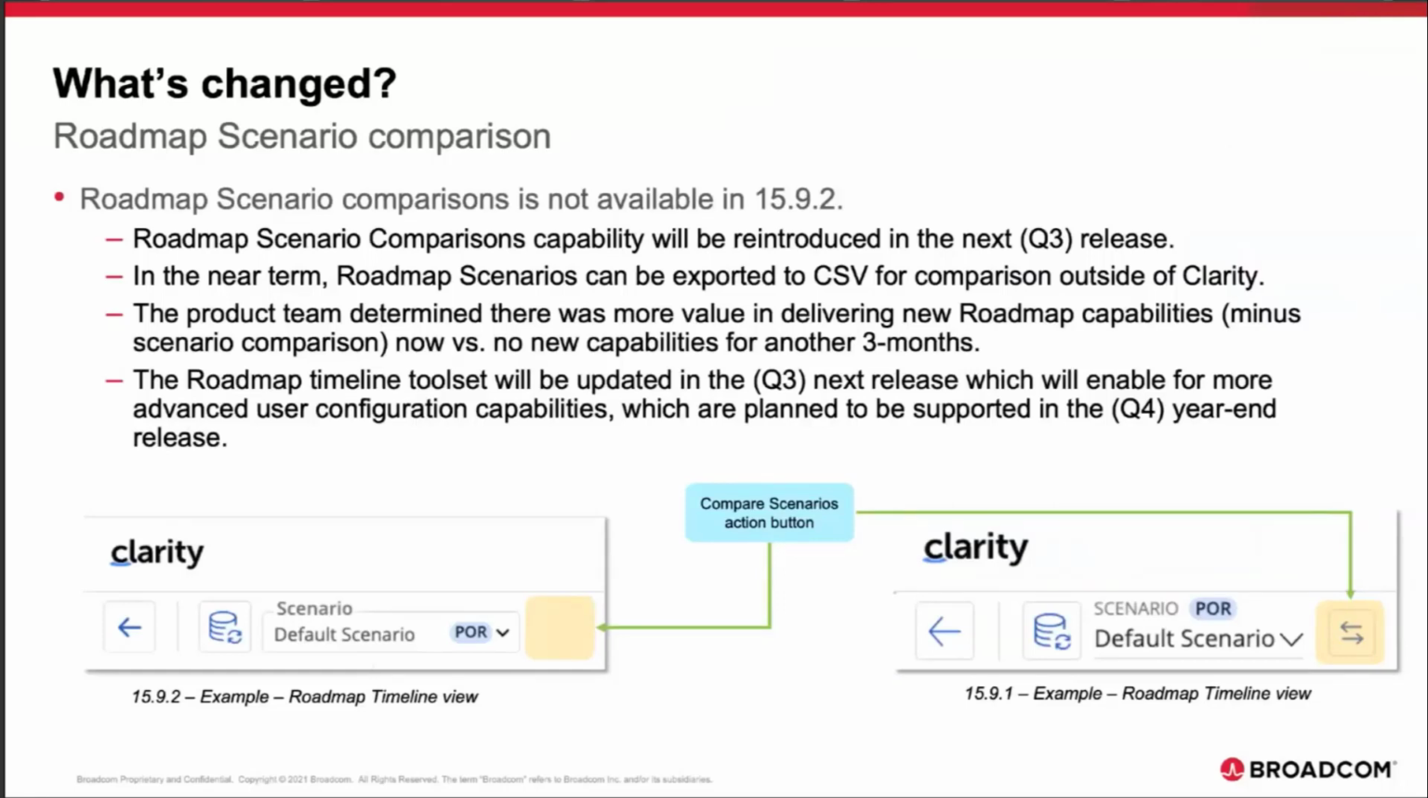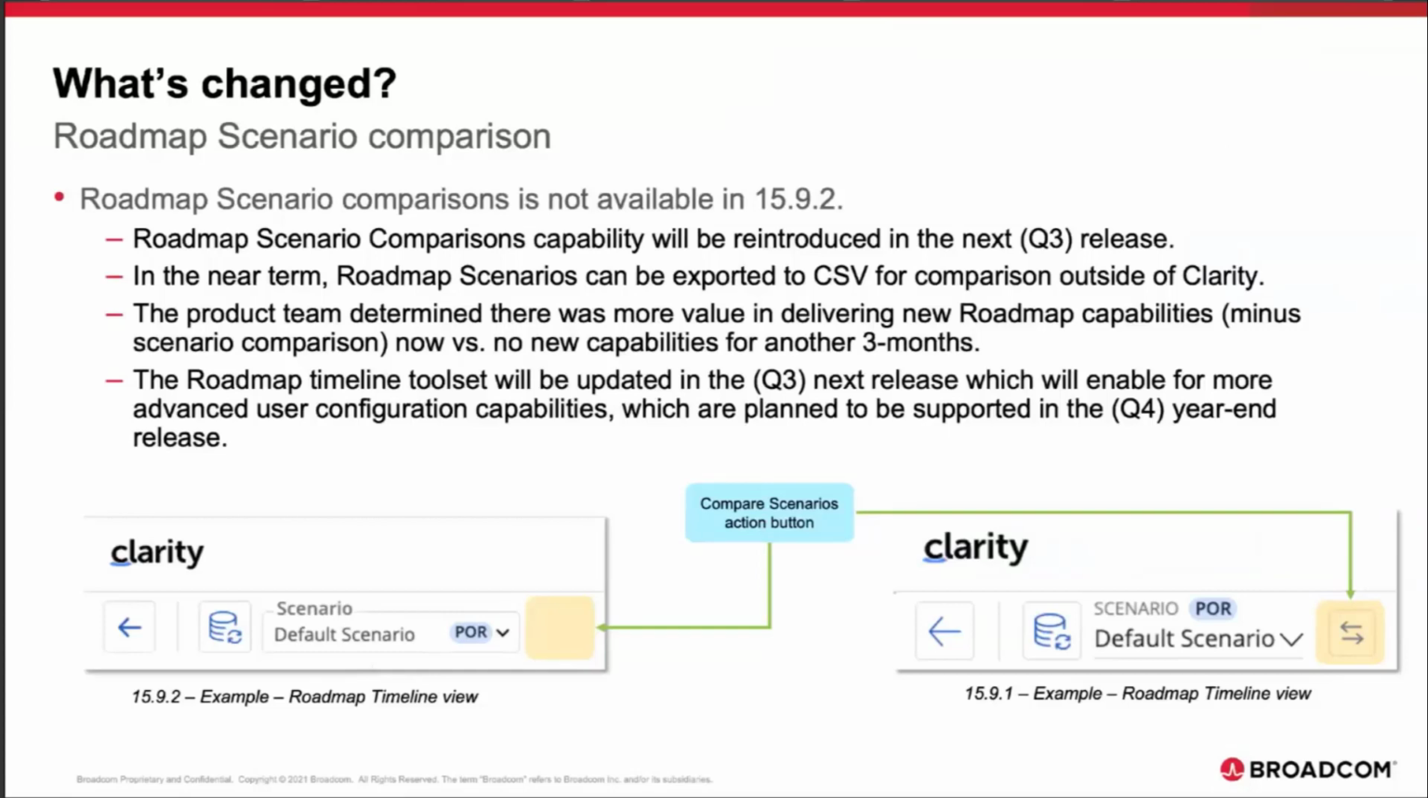Now, the product team looked at this and realized that there's quite a number of customers that are using this capability. However, the team determined there was more value in delivering the new roadmap capabilities that we're covering now, minus scenario comparisons, and doing that now versus no new roadmap capabilities for another 3 months.